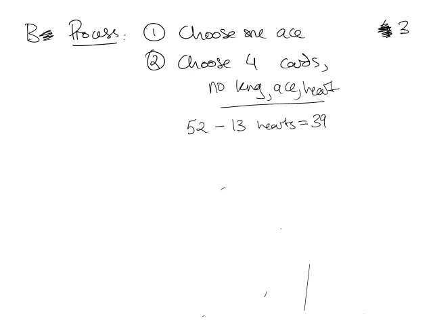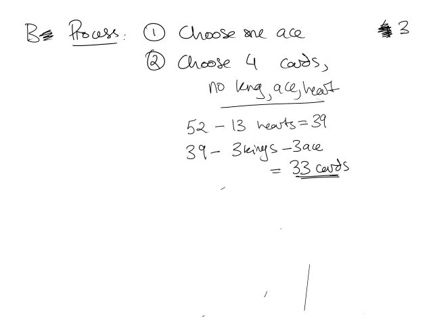And now you're not allowed to choose kings and aces, right? Well, there are 4 kings and 4 aces in the deck, but because you already threw away the hearts, there are actually only 3 kings and 3 aces left in the deck. So you have to throw away all the remaining kings and remaining aces. And you get 39 minus 6, you get 33 cards. Okay? So you have 33 cards left to choose from.